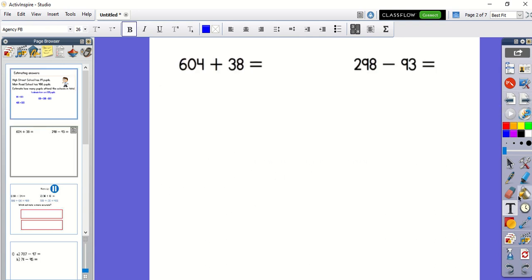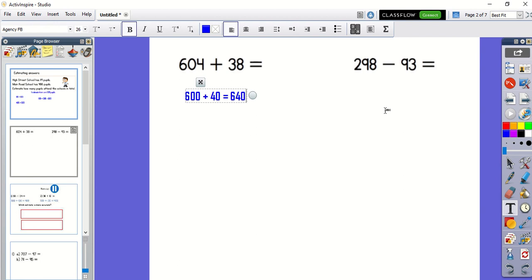Let's have a look at these two questions. I'm going to do this one, and you're going to have a go at this one. So, I'm going to do 604 add 38. Well, I'm going to round 604 down to 600. And I'm going to round 38 up to 40. And that's a nice easy sum. 600 add 40 is 640. So my estimate is 640. See if you can solve number 2.